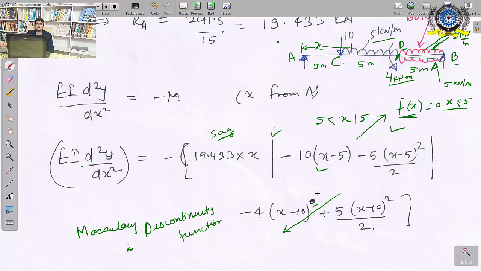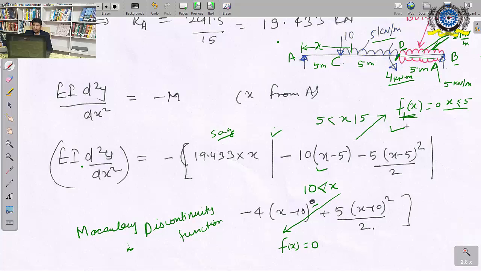Now you must remember that this function is applicable only after the point D. So this is applicable for x greater than 10 meter. When x is greater than 10 meter, this function is applicable for the remaining entire span, and the value of this function will be 0.